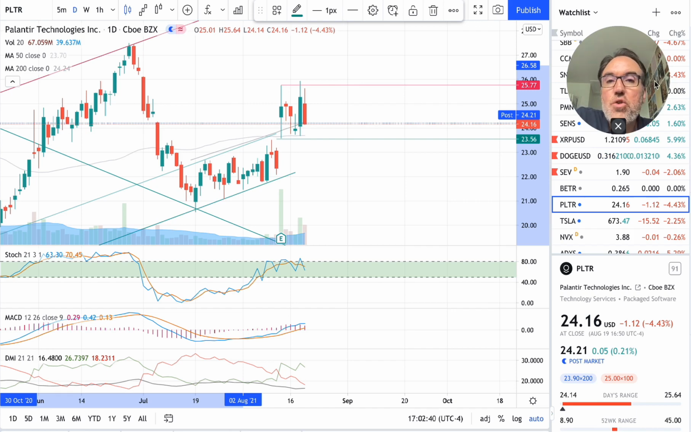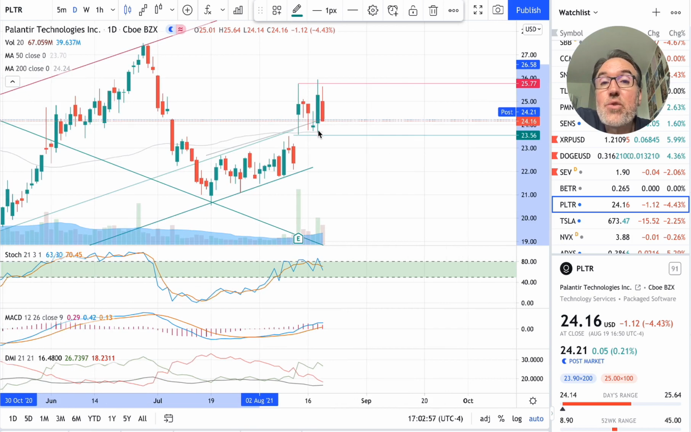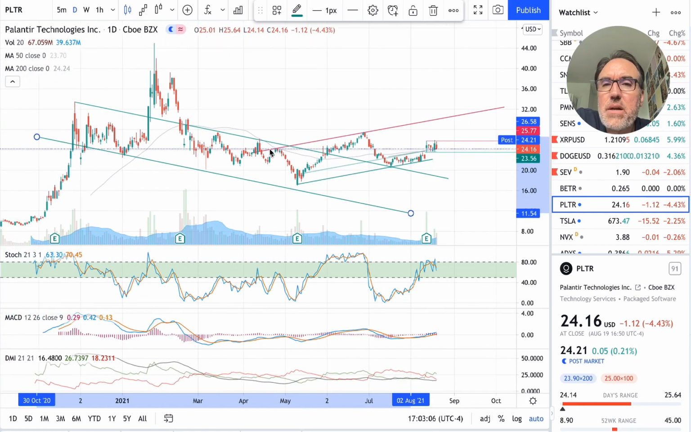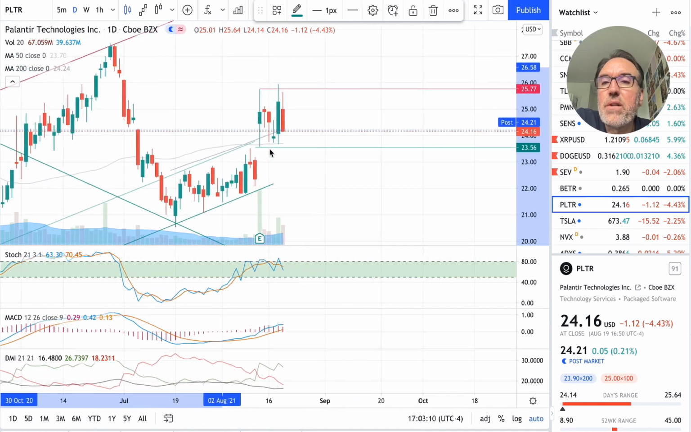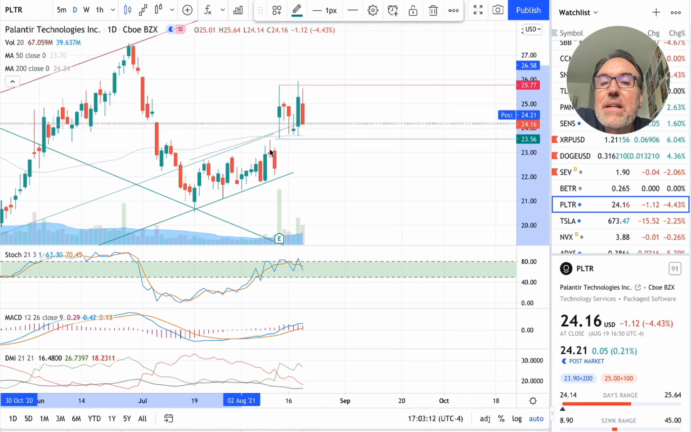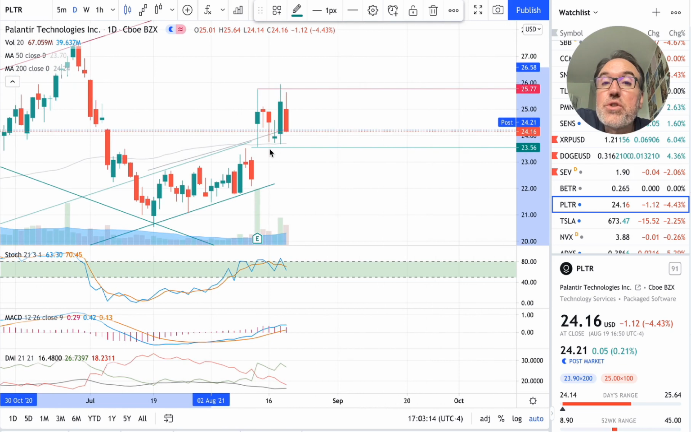So Palantir, we closed down $1.12, minus 4.43%, at 24.16, all even numbers, and post-market we are up 5 cents. We had a great green candle yesterday. I drew this congestion zone yesterday, and I also did some little maintenance. My charts were getting full of lines, so now things are a little bit clearer. I hope you appreciate it.